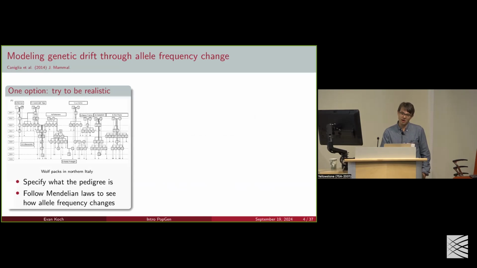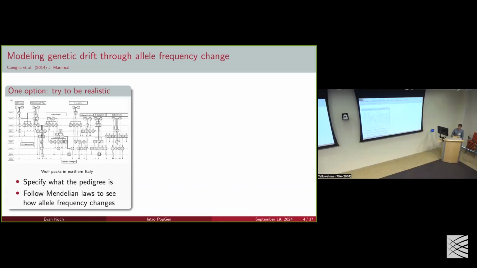Right. So now we want to actually model this. What are we supposed to do? One option would be to try to be realistic and actually specify what the pedigree, or some pedigree generating process, is in the population.